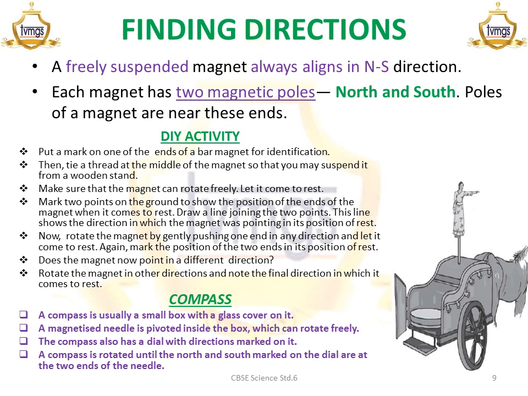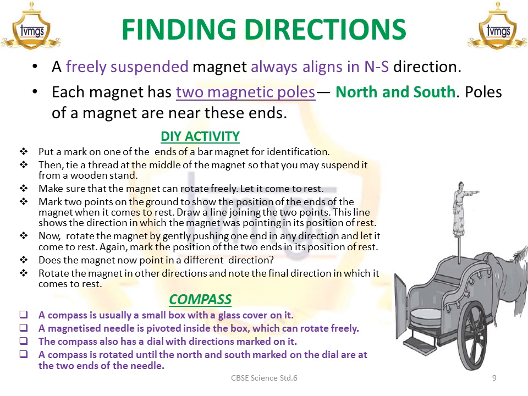Now, what is a compass? A compass is basically a small box with a glass cover. There's a magnetized needle that is kept inside the box and it's pivoted such that the magnetized needle can rotate freely. The compass also has a dial with directions marked on it. A compass is usually rotated until the red mark points towards the north-south direction marked on the dial.